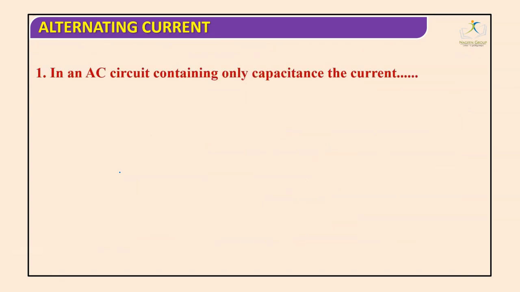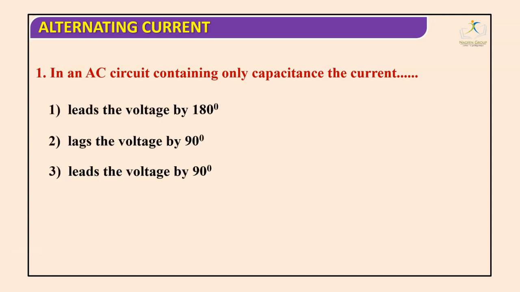Now I am going to the question zone. I am taking only 3 or 4 questions for more elaboration and for enhancing your conceptual knowledge. In an AC circuit containing only capacitance, the current: leads the voltage by 180 degree, lags the voltage by 90 degree, leads the voltage by 90 degree, or remains in phase with the voltage. Here we are talking about the capacitance. The correct answer for this question is option 3.